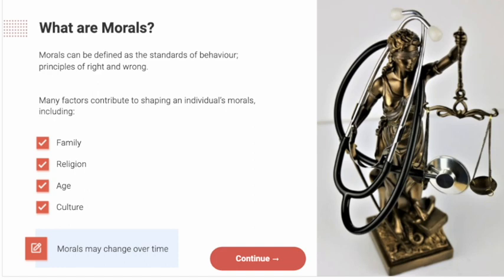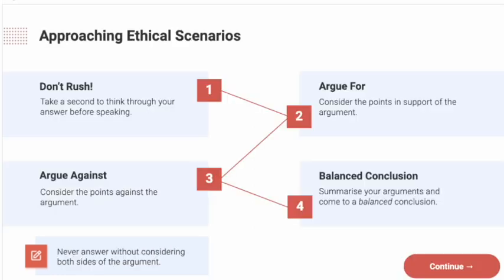So this helps us have a framework on how we would answer not just ethical scenarios to do with the COVID-19 pandemic, but also ethical scenarios in general. So this is key.